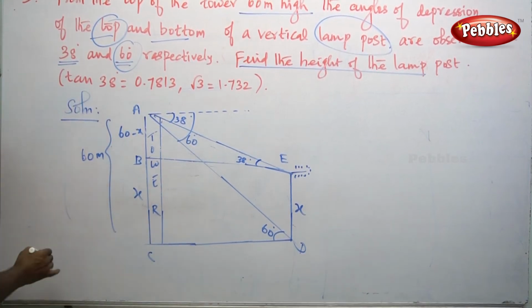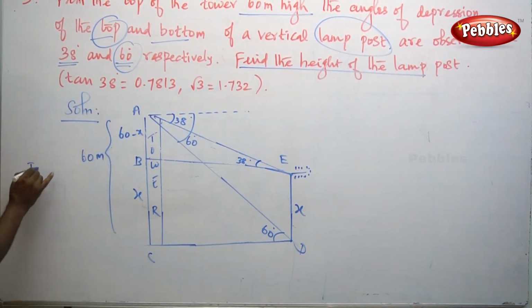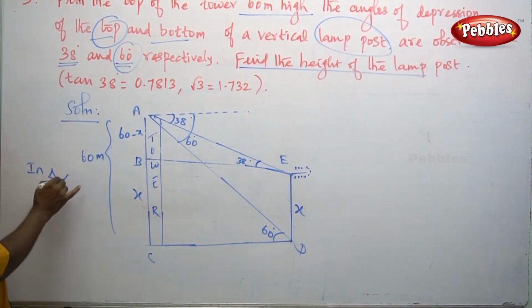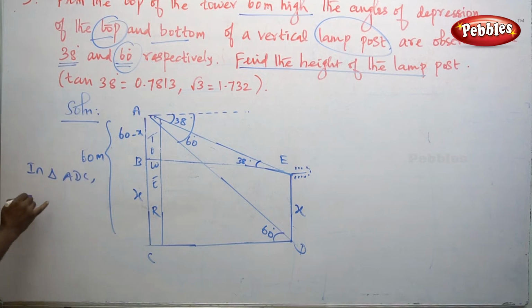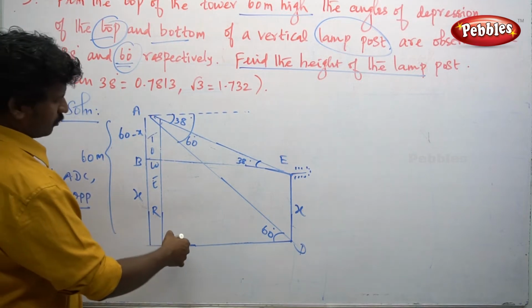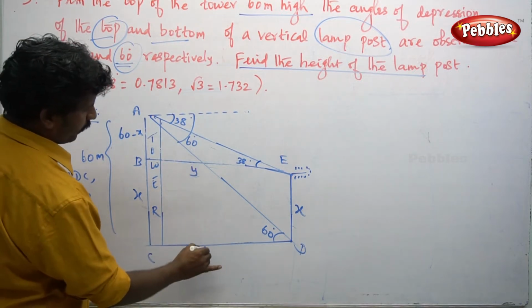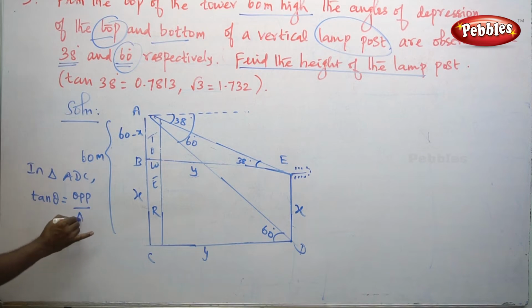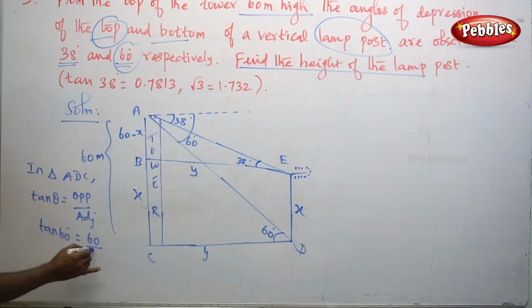So first, in the triangle ADC, right? Here also the tan theta is equal to the overall opposite 60 meter இல்லையா? by இங்கே நமக்கு வேல்யூஸ் தெரியாது, அதனால் y அப்படின்னு எடுத்துக்கலாம். So adjacent. So the tan 60 degree is equal to opposite 60 by adjacent y.